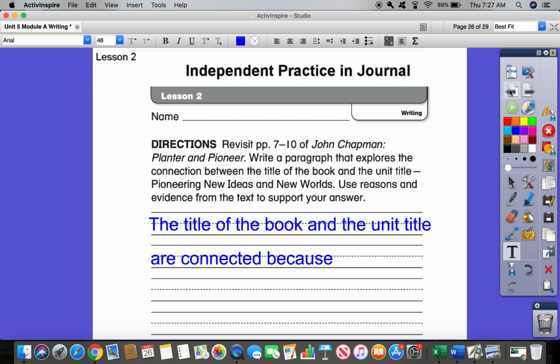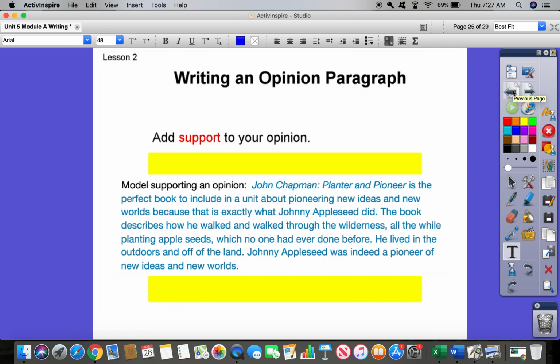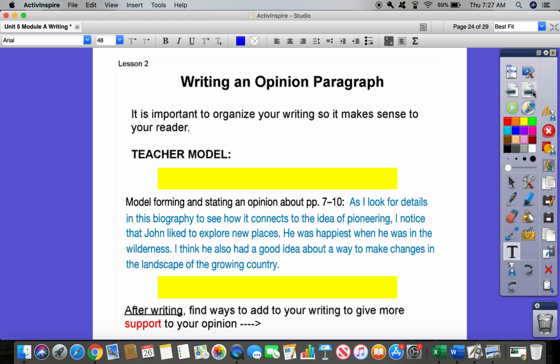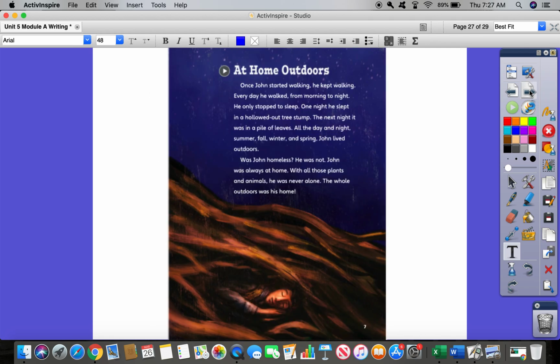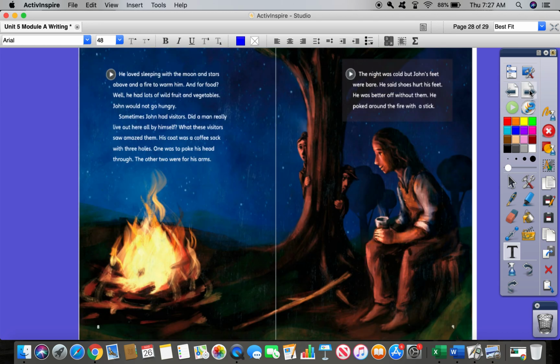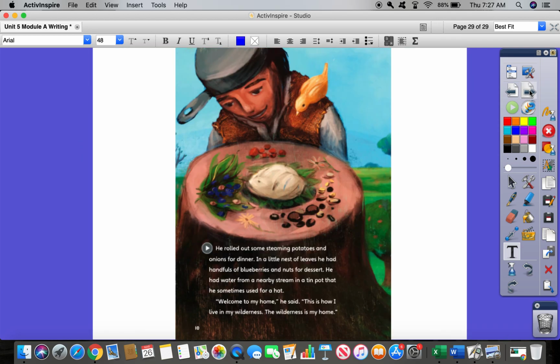Remember, you can rewind the video and go back and look at my examples I showed you to help you get some ideas. And you have this sentence starter to help you get going. And remember, you can always pause the video. And then I'm going to just show you pages 7, 8, and 9. And finally, page 10. So make sure you go back and look at these pages first before you write.